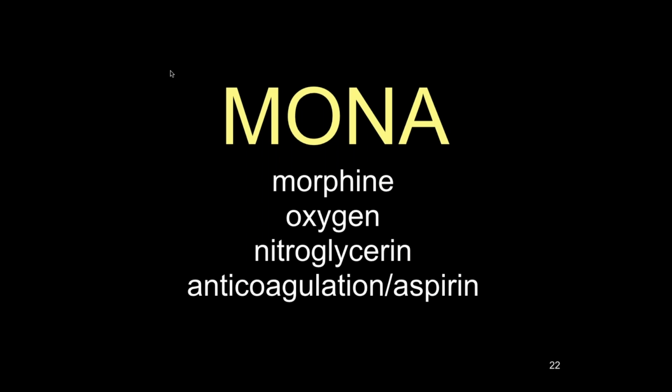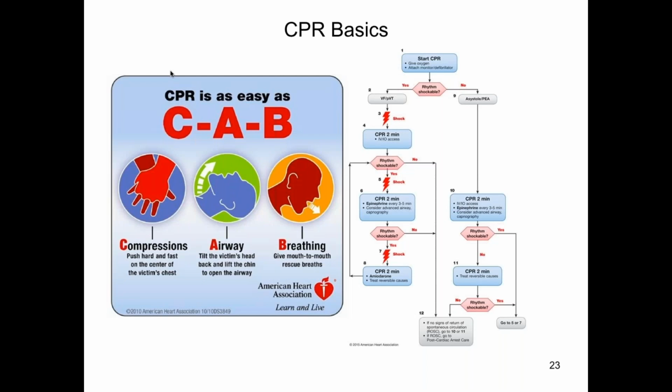You should be trained on how to administer the aspirins and know what the side effects are. And you definitely need to know about CPR basics. Now, depending on whose training you follow, if you're following American Heart, now it's CAB, right? It's circulation, airway, and breathing. If you follow the American Red Cross, it's airway, breathing, circulation.